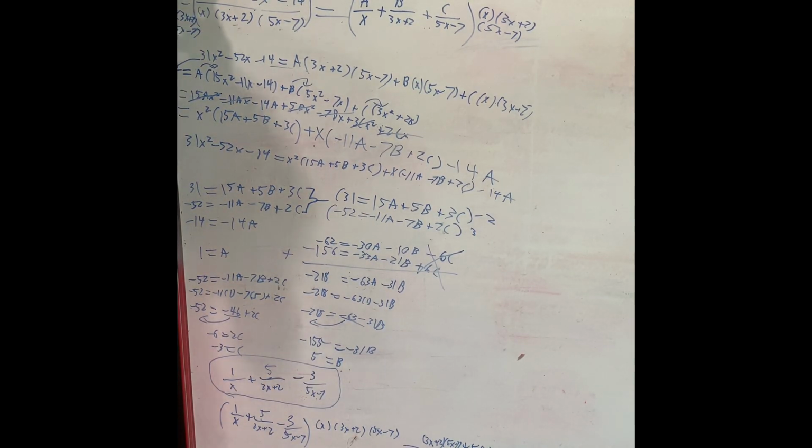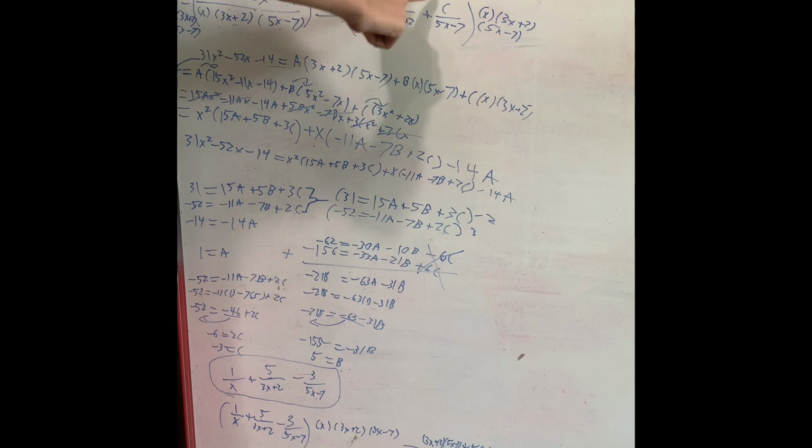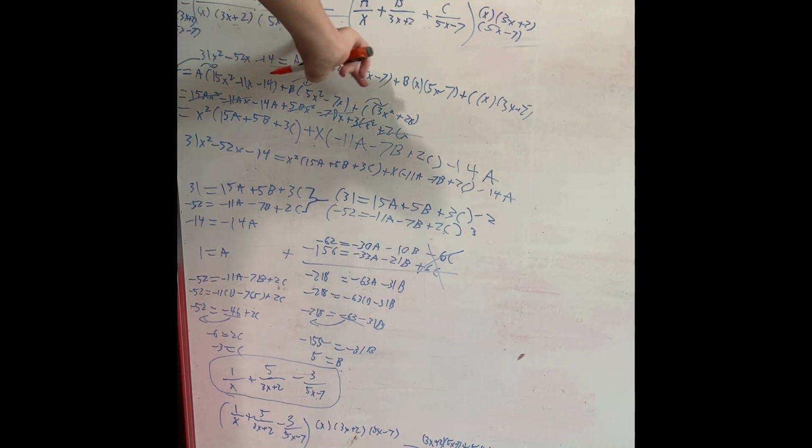I'm going to be teaching you how to decompose fractions today. So we have a problem here, which is 31x squared minus 32x minus 14 over 15x cubed minus 11x squared minus 14x. So our first step is going to be factoring out this denominator. We have an x in all of these terms, so we can take out an x. And then this is a quadratic equation that can also be factored out into this here.